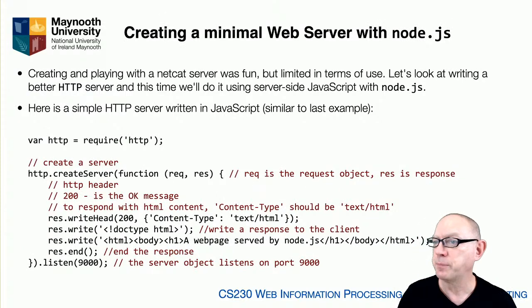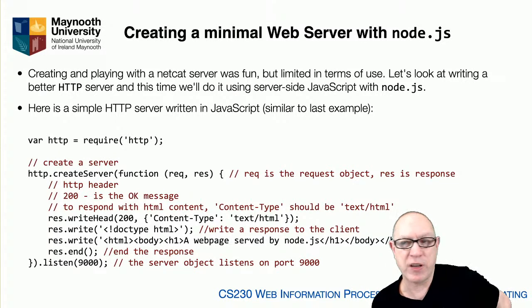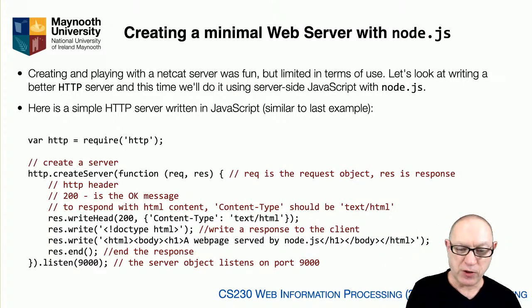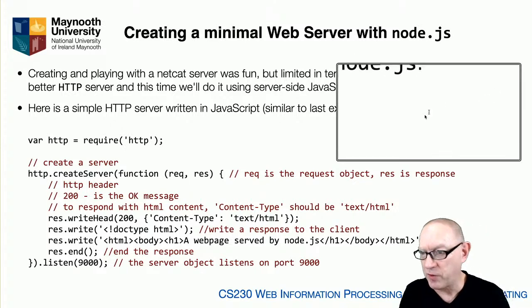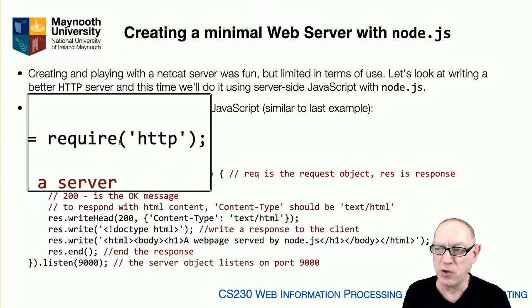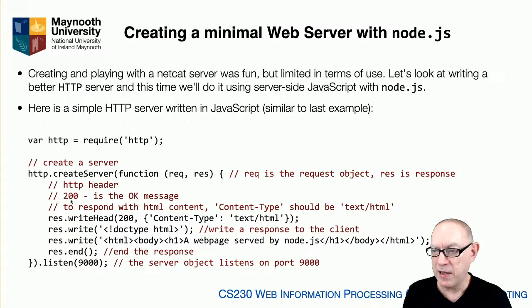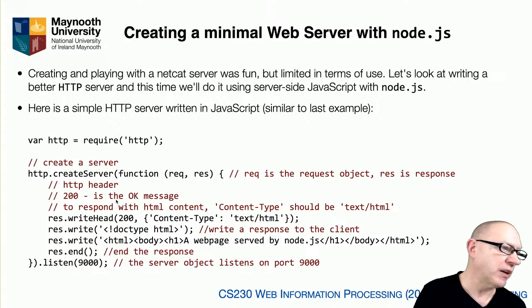So what we want to do now is create a minimal web server with Node.js. That's great fun. Netcat was fine, but it's very limited in what it can do. We look at a better HTTP server, and this time we're going to do it using server-side JavaScript and Node.js. So here's a very simple web server written in JavaScript. It uses a built-in module called HTTP, and it basically creates a server and runs this server. This one is going to listen on port 9000. So let's see how that works.